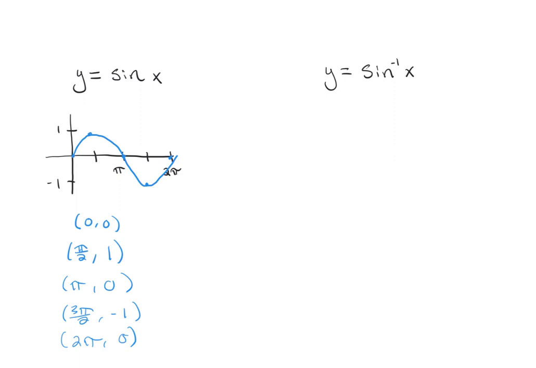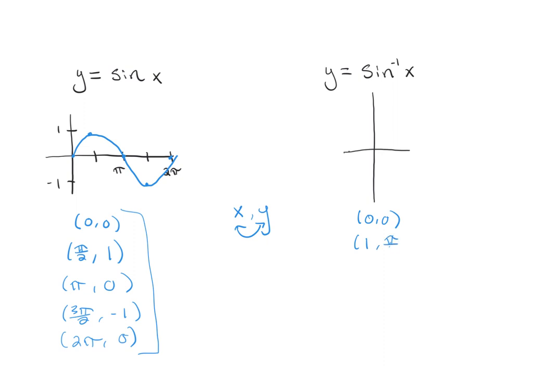So now let's think about the inverse of sine. Well, inverse functions switch x and y. So first I'm going to rewrite all of these points, but just switching x and y. So still (0, 0), but then I've got (1, pi over 2), (0, pi), (negative 1, 3 pi over 2), (0, 2 pi).